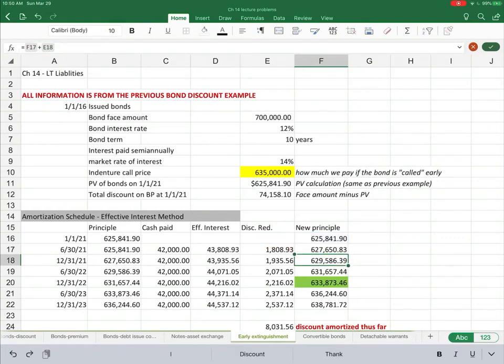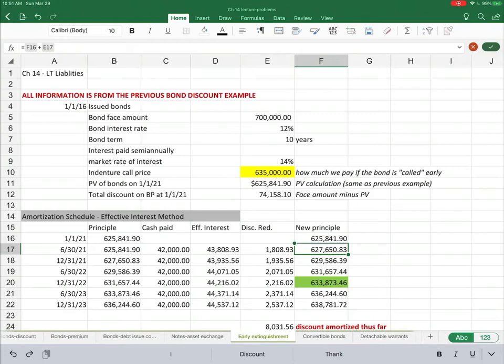Remembering, with a bond discount, we start with a lower than face value, and we work our way up over the maturity period to that face amount. So we start low at a discounted price, and we work our way up by amortizing that bond discount, the discount on bond payable. So that's sort of how this amortization schedule is set up.